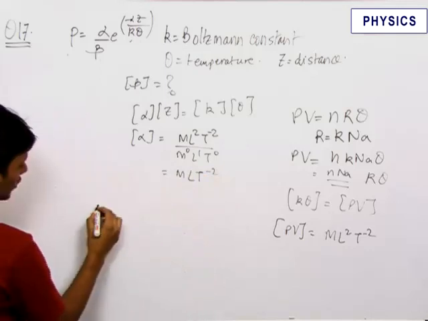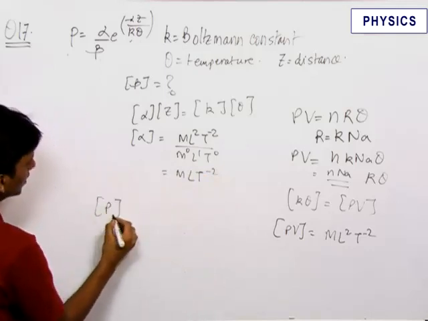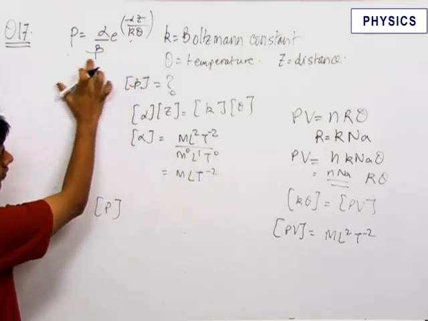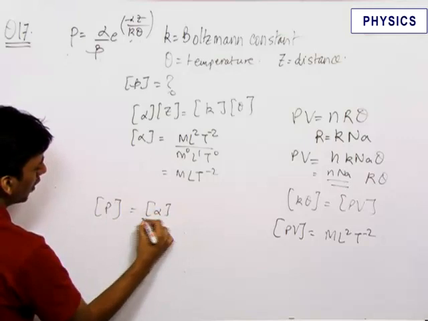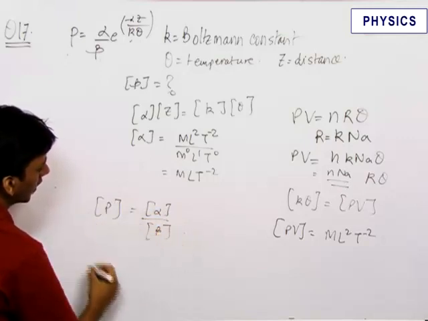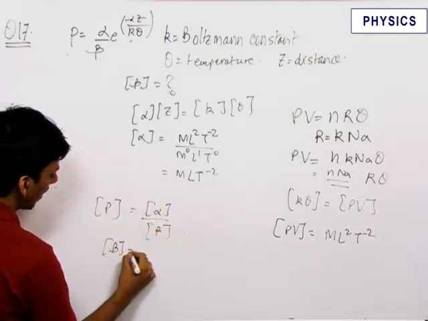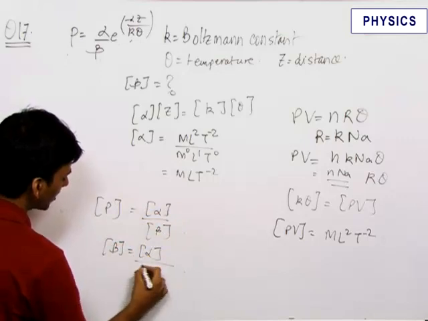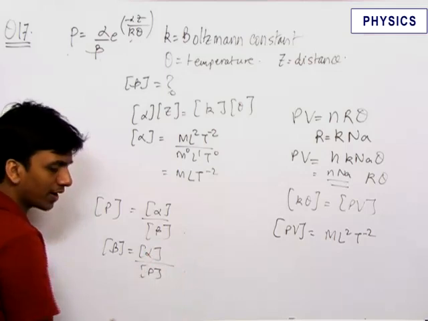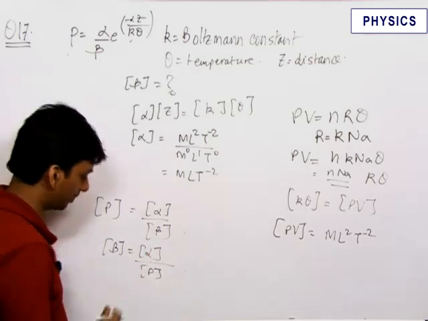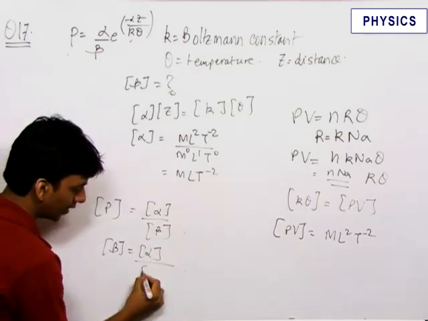Now we need to find out the dimensions of pressure. We need to find out the dimensions of beta. Dimensions of pressure is equal to dimensions of alpha upon dimensions of beta. So the dimensions of beta is equal to dimensions of alpha upon dimensions of pressure. Now the dimensions of pressure is equal to dimensions of force divided by dimensions of area.